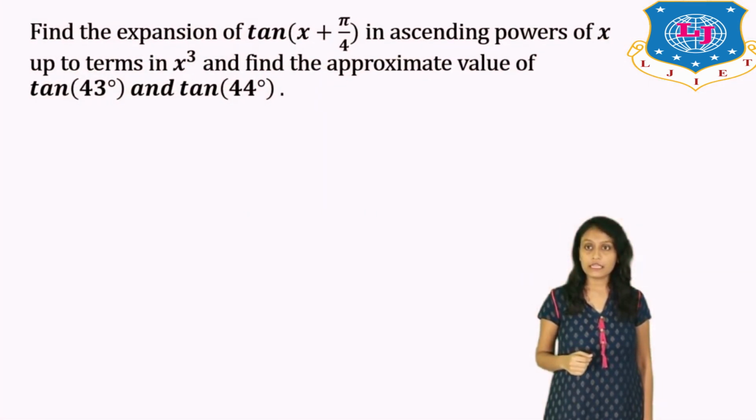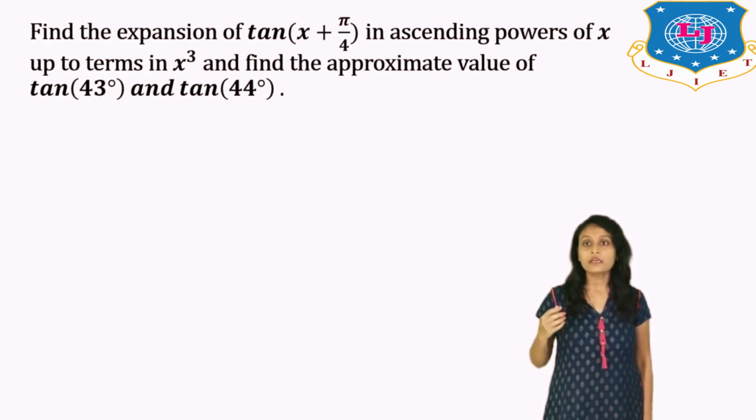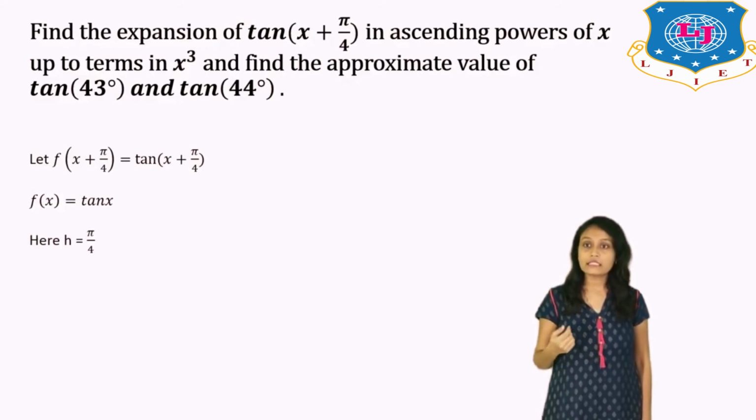The first example is: find the expansion of tan(x + π/4) in powers of x up to the terms in x³, and find the approximate value of tan 44° and tan 43°. Okay, let's see its solution. So f(x + π/4) is the question, which is tan(x + π/4). From this, on comparing, you will get f(x) equal to tan x, and h is π/4. Okay, now what we have to do?